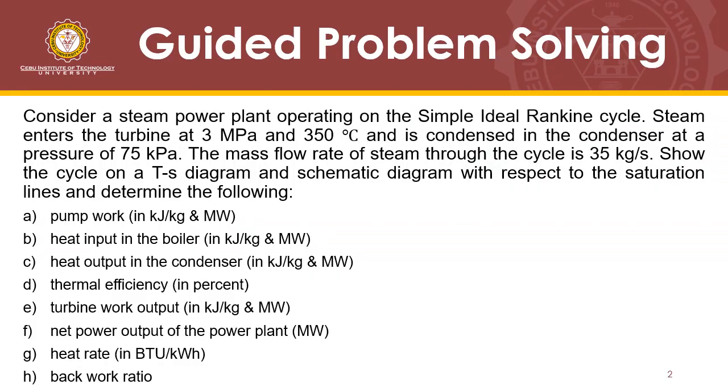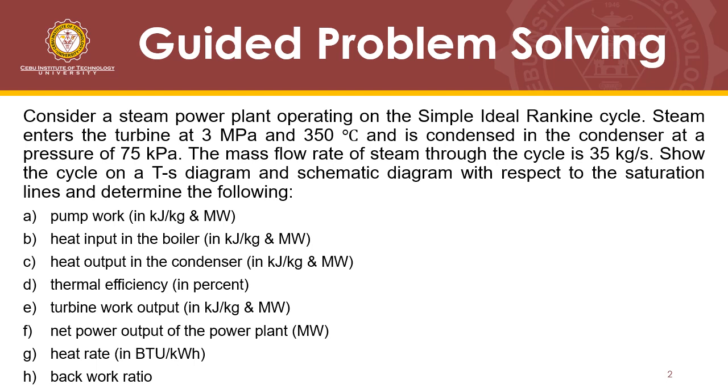Consider a steam power plant operating on the simple ideal Rankine cycle. Steam enters the turbine at 3 megapascal and 350 degrees Celsius and is condensed in the condenser at a pressure of 75 kilopascal. The mass flow rate of steam through the cycle is 35 kilograms per second. Show the cycle on a TS diagram and schematic diagram with respect to the saturation lines and determine the following.